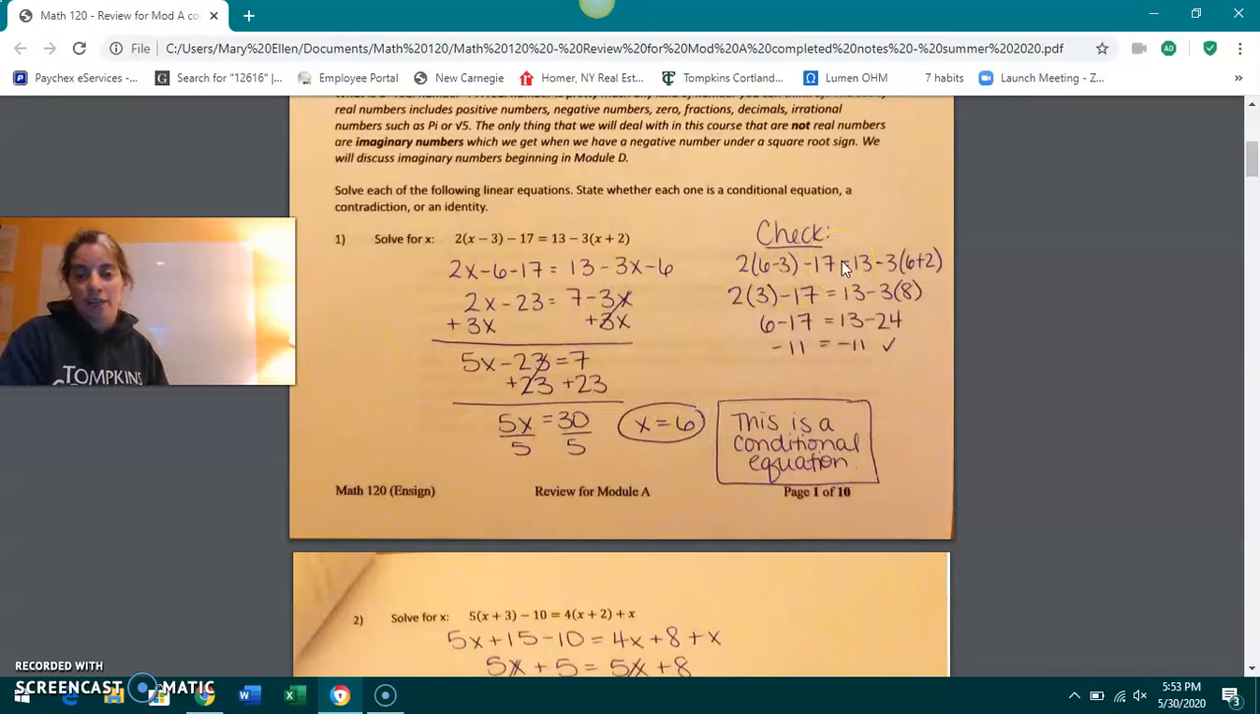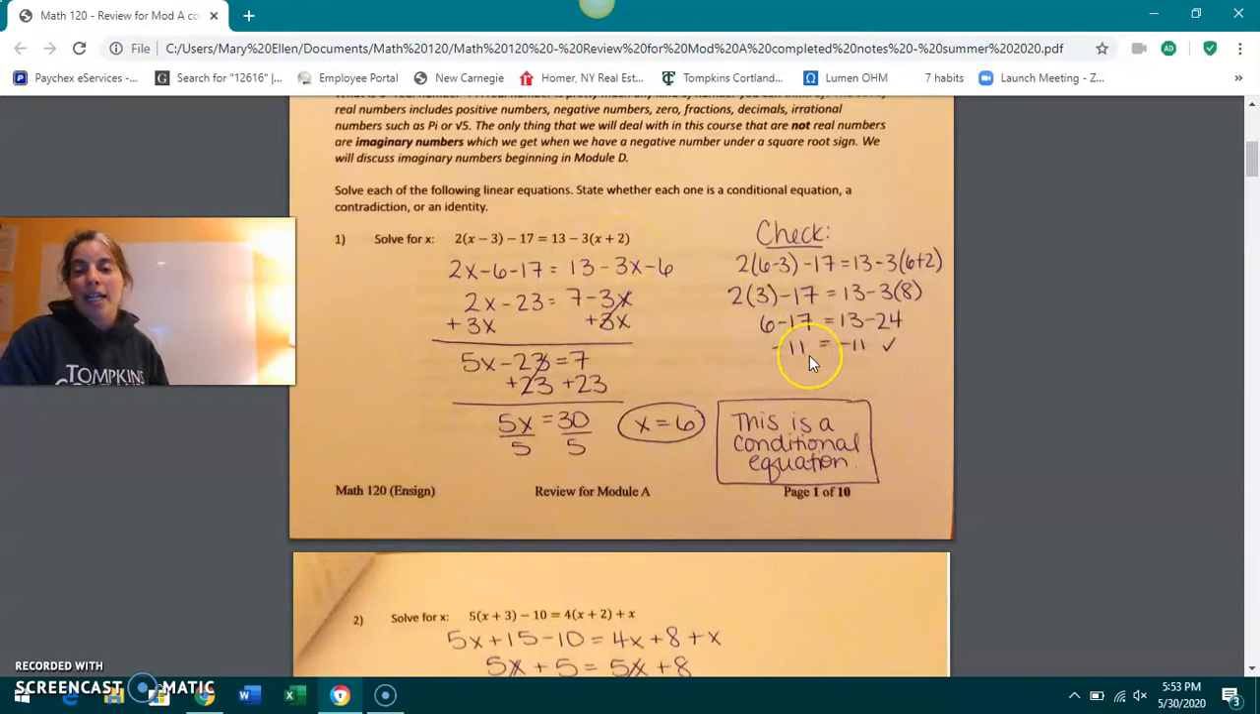You don't have to write out the check if you don't want, but even if you just take this and plug the left side into your calculator, exactly as it is, with a 6 in place of x, see what you get. You get -11. Do the same thing on the right side, make sure you get the same answer on both sides. That tells you it's true.